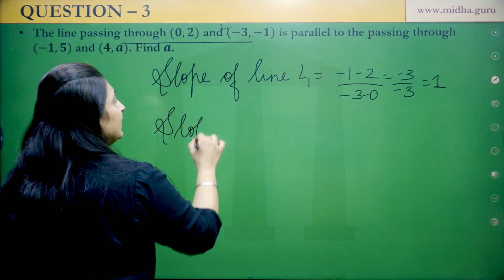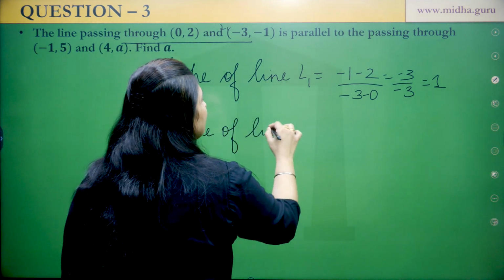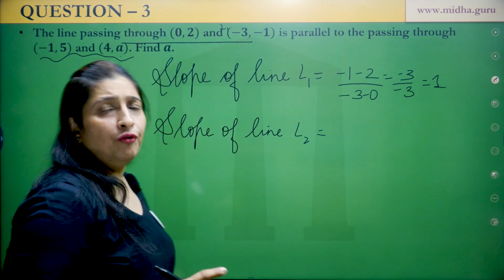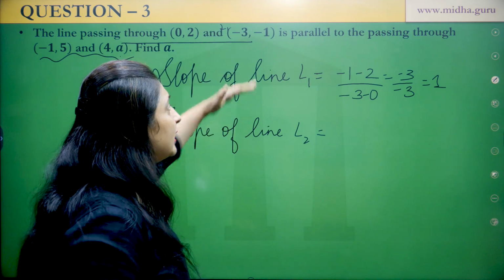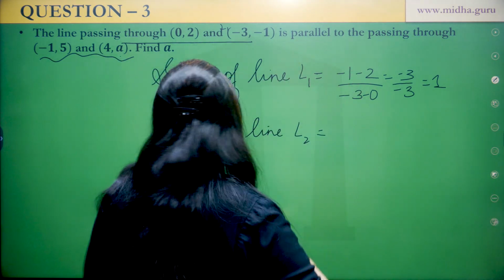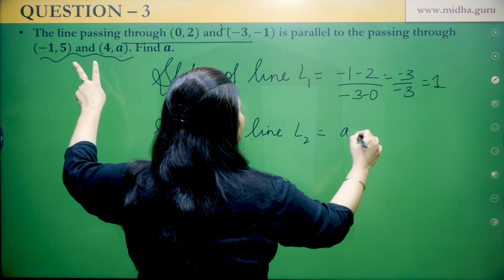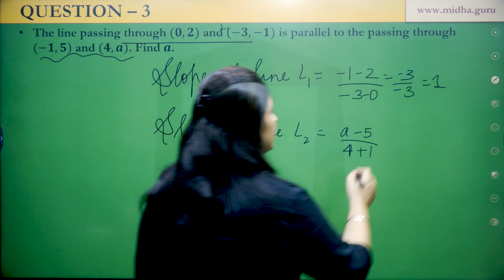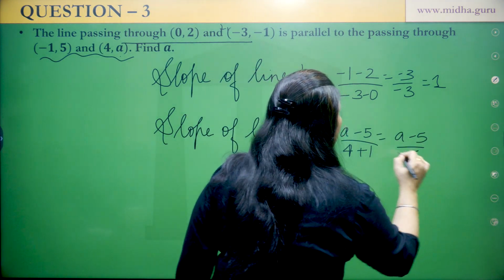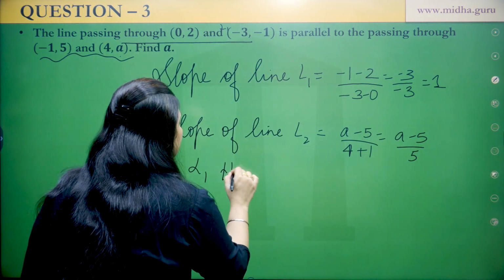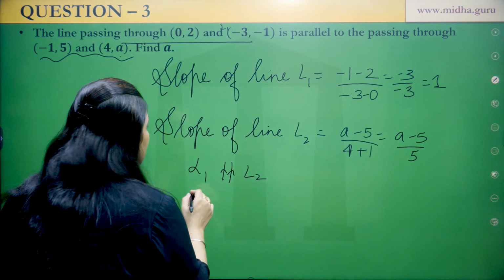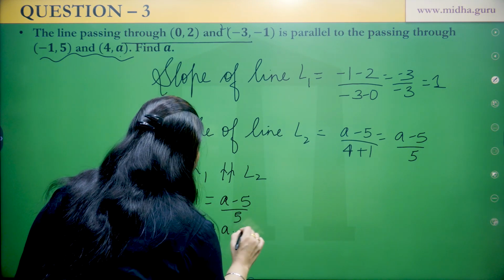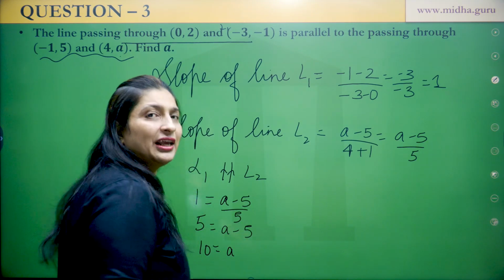Next, there is another line given. We'll name it L2, which is passing through minus 1, 5 and 4, a. And these 2 lines are parallel according to the question, right? So we'll find the slope of this line, which will again be y2 minus y1 by x2 minus x1. 4 minus of minus 1 is plus 5. So this is a minus 5 by 5. Now line 1 is parallel to line 2. This is given in the question. If the lines are parallel, the slopes will be equal. So 1 is equal to a minus 5 by 5, which gives a minus 5 equals 5. So the value of a is 10.